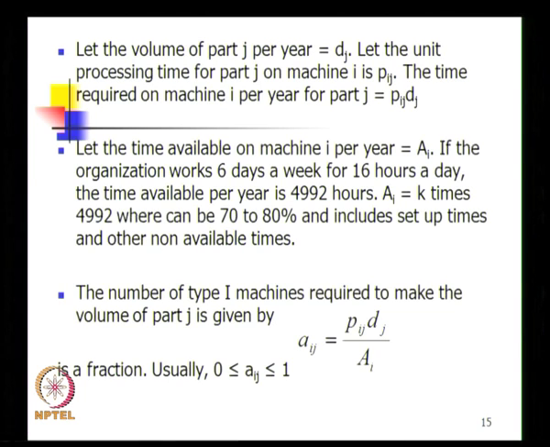Now, the availability, which is Ai, is now taken as k times 4992, where k can be 70 to 80%, and includes setup times and non-available times. So, let me explain this further.